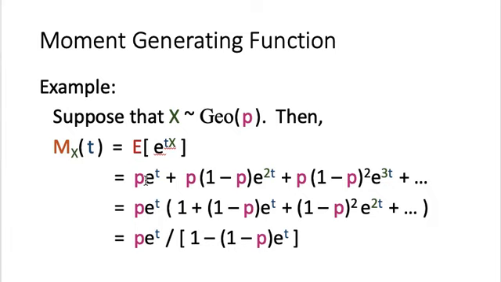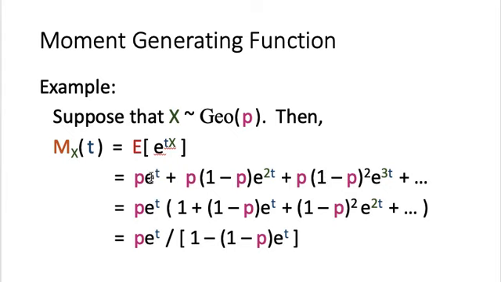So there is probability p for the value of x to be 1. So we will multiply e to the power t by p, and then there will be probability p times 1 minus p such that the x value is equal to 2. So we will multiply e to the power 2t by the value of p times 1 minus p, and so on and so forth.